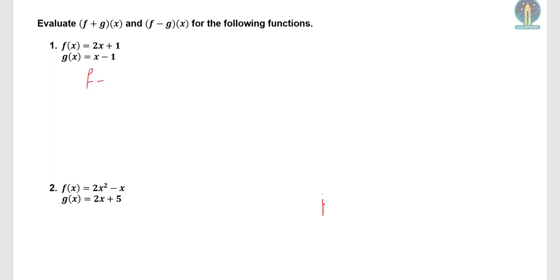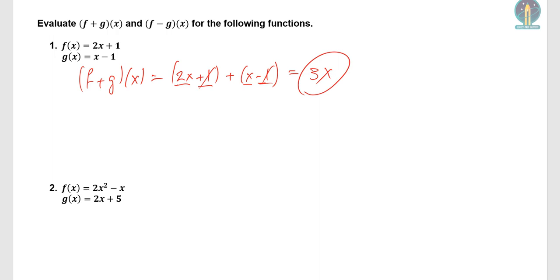Okay, so f plus g of x equals 2x plus 1, in parentheses, plus x minus 1, which again we can combine like terms. So 2x plus x is 3x, and plus 1 plus minus 1, so plus 1 minus 1 is just 0. They cancel out. So my solution is 3x.